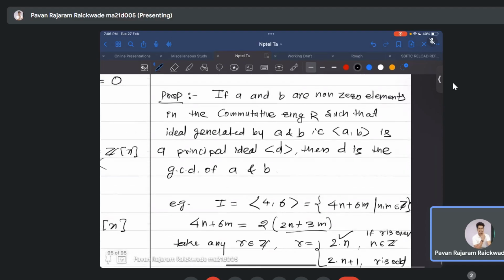This proposition will give you a sufficiency, but not a necessity, because you need the ideal to be a principal ideal in this statement. This is not always true. For example, if you consider the ideal generated by 2 and x in Z[x], this is not a principal ideal, but they still have a greatest common divisor, which is 1.